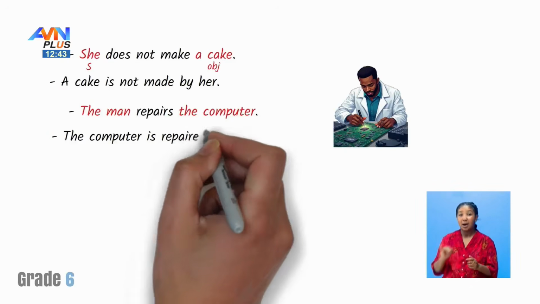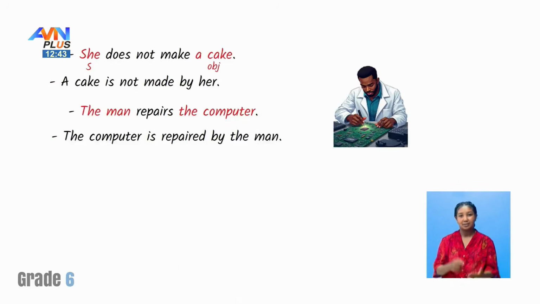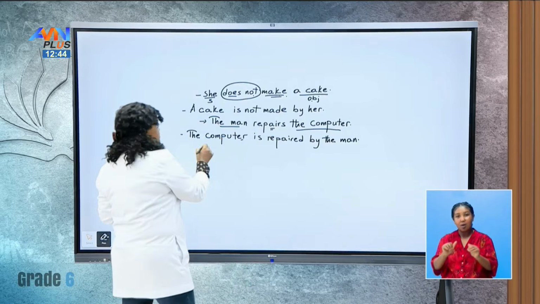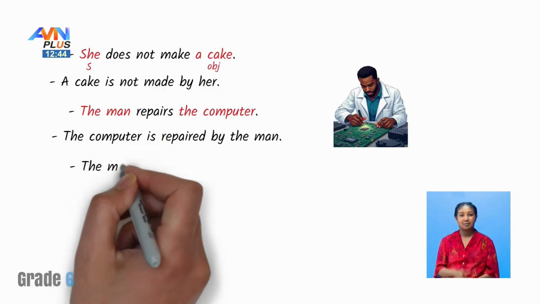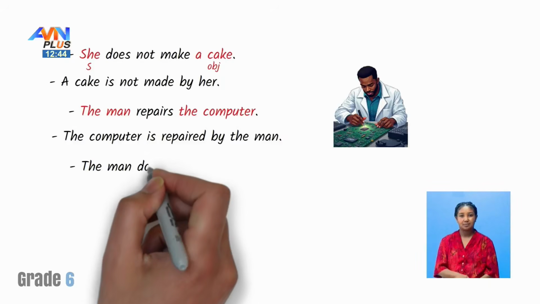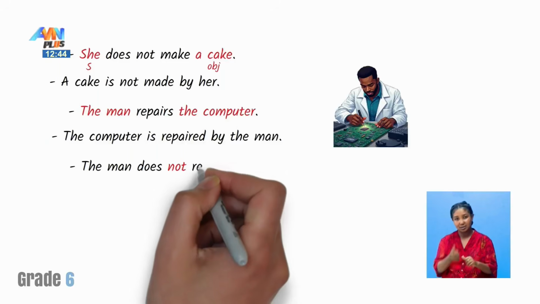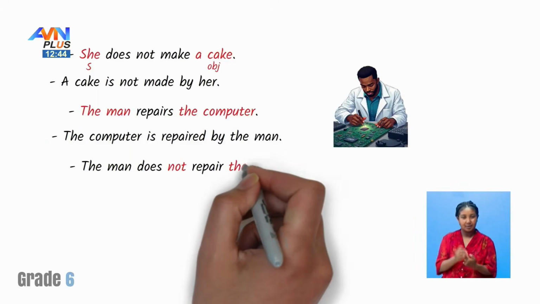by the man. Let us make this one negative. We said the man repairs. How about in a negative sentence? The man, yeah? The man does not or doesn't repair the computer.